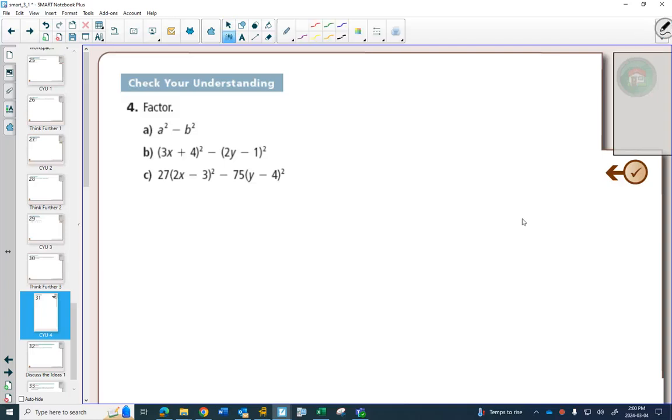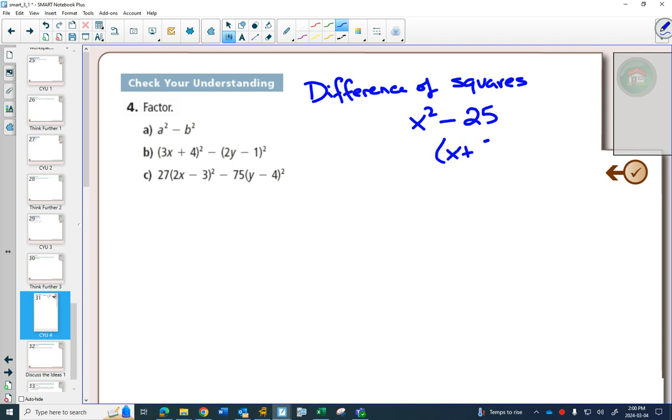And question number 4 is all about recognizing differences of squares. So in grade 10, often our differences of squares looked like this. You had something squared, usually it was x, and then you had minus a number, like 25, that was a perfect square. And you could factor that by doing x plus 5, x minus 5.